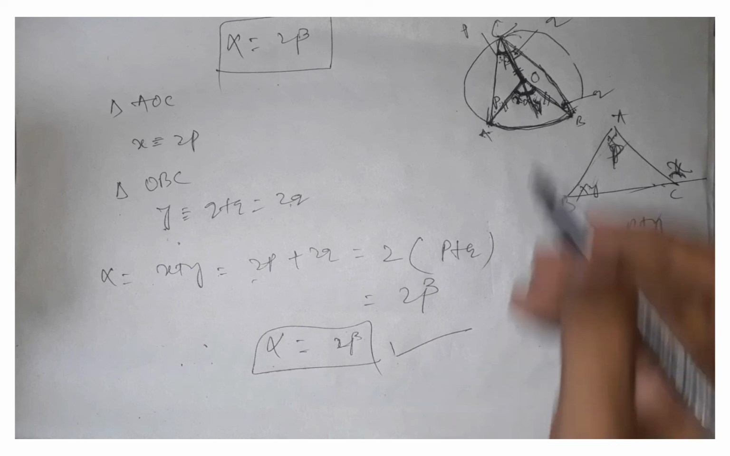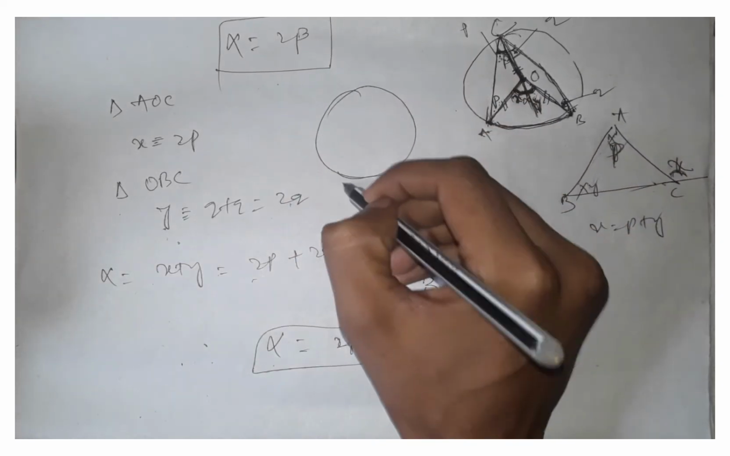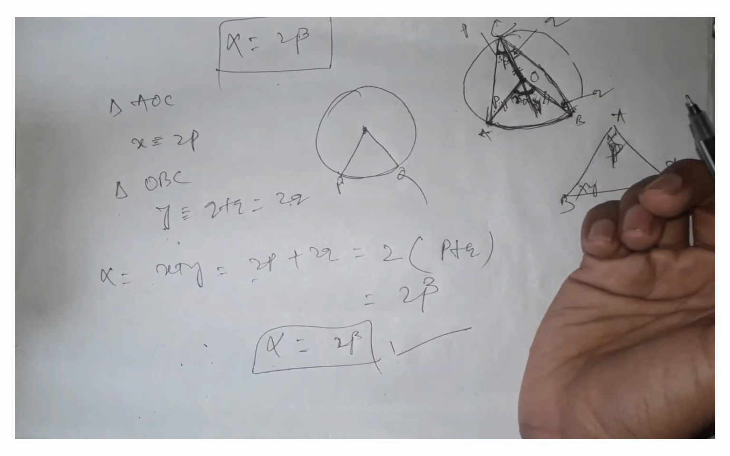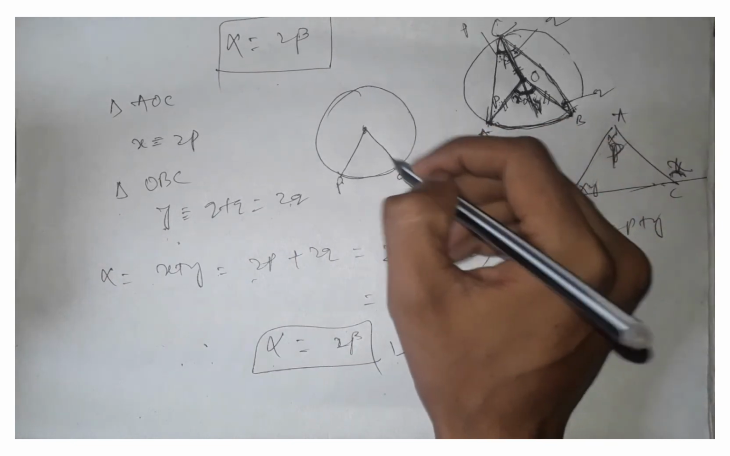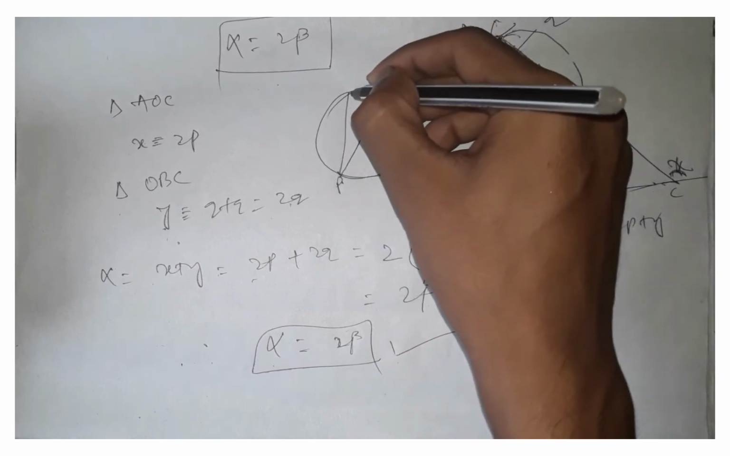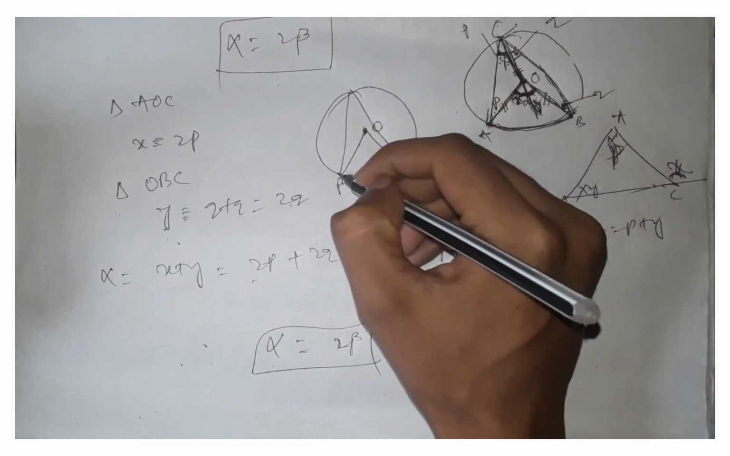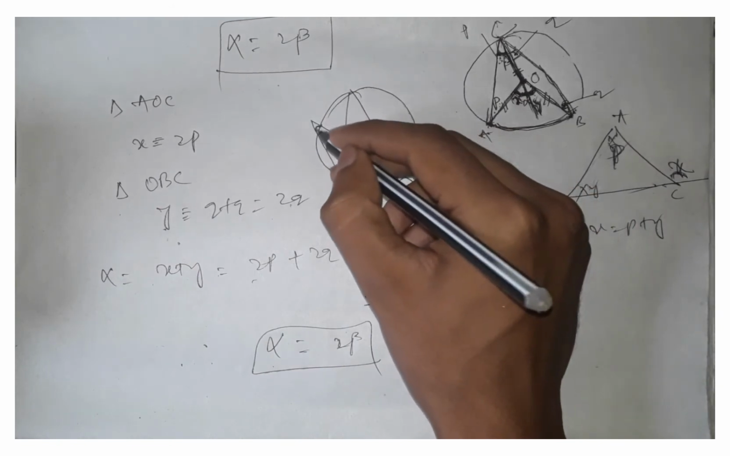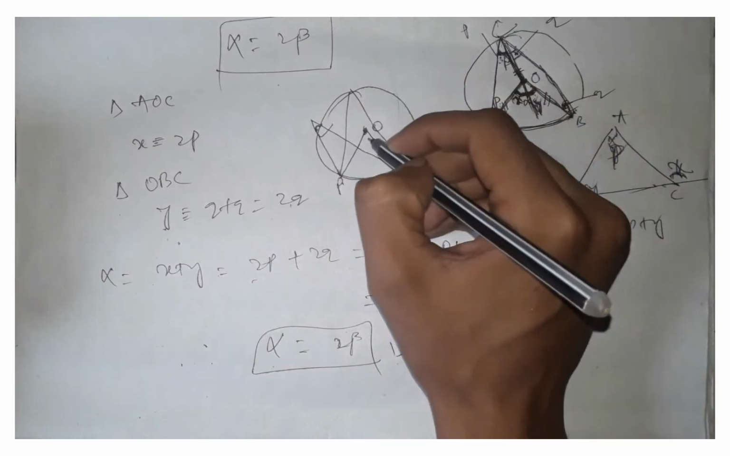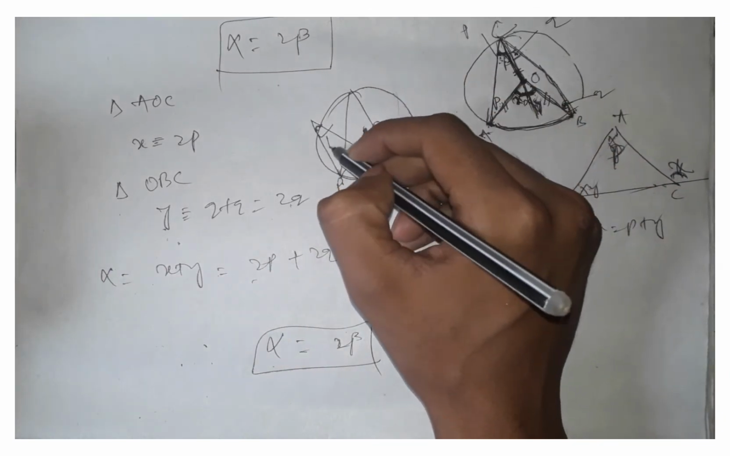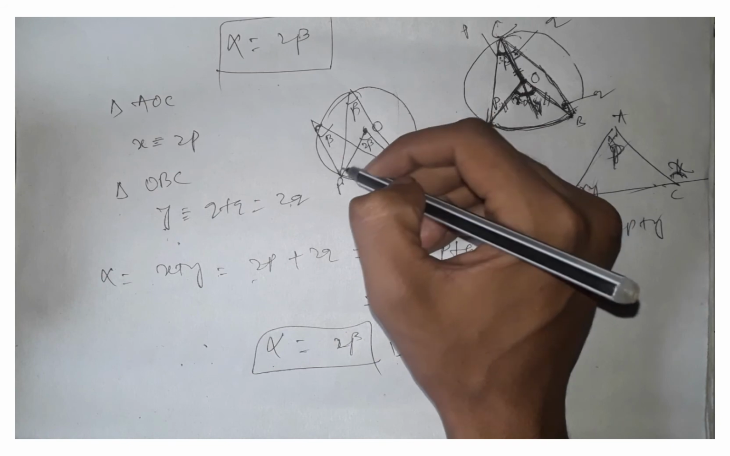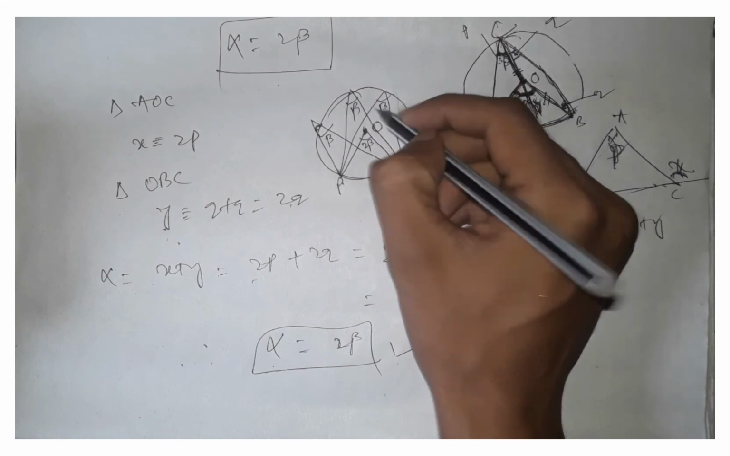So this theorem says that if there is an arc, suppose let's call this arc PQ, the angle subtended by this arc at the center of the circle is twice the angle subtended by this arc at any point on the circumference of the circle. So if this angle is beta, this is 2 times beta, this is also beta. If I join this angle, this will also be equal to beta.